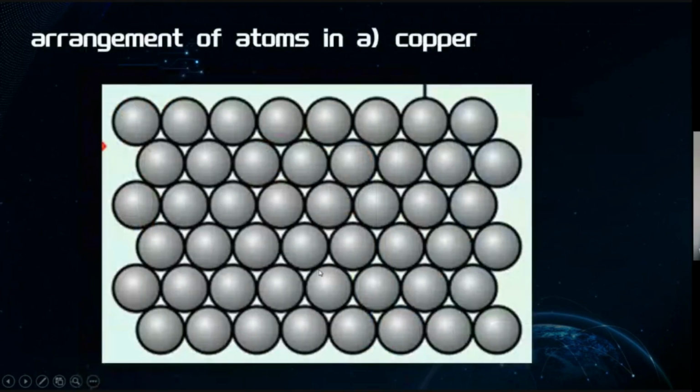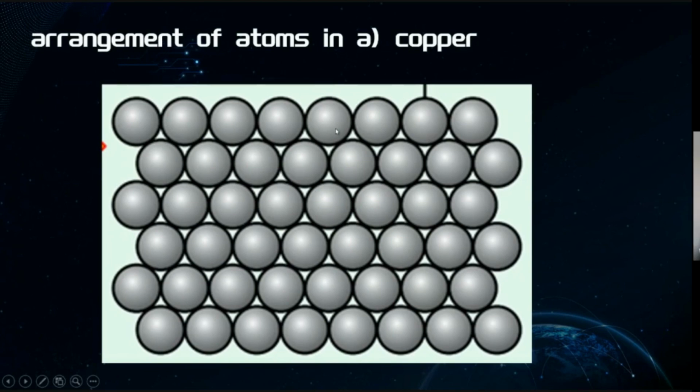Okay, next is the arrangement of atoms in pure metals. It will be like this. You see, it will be slightly different from the solid. In a solid, all the atoms will be in one row or one column. But this one is like at the middle here. This one is layer 1, layer 2. The atoms will be at the middle of this. So this is for pure metals.